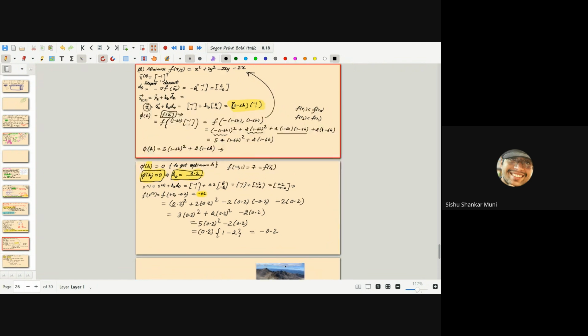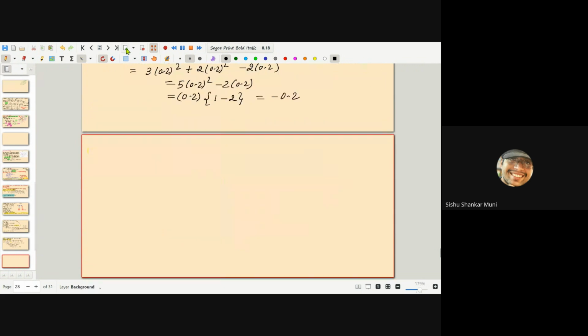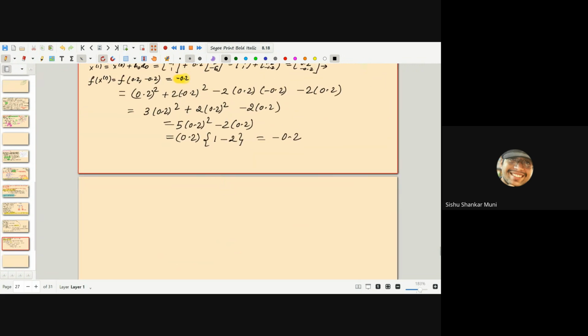But can you see that f of x1 is less than f of x0? Minus 0.2 is less than 7. So see how drastically the function reduced when we went through that optimum step value h. Okay, got the idea?